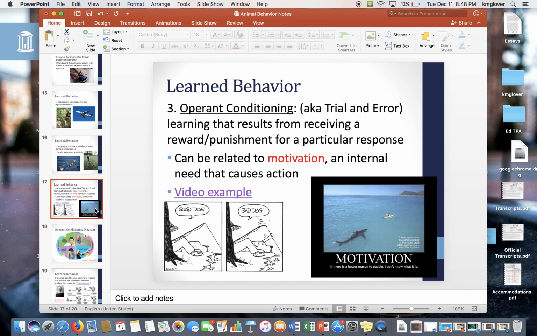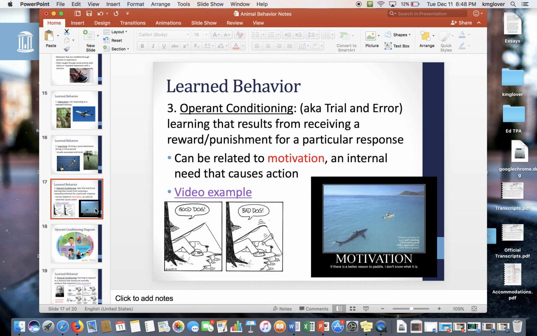A good example for you guys would be, let's say your mom wants you to do chores. You don't like doing chores, but you do them. So you do your chores, she gives you a piece of candy. So now you expect candy, okay? So you do it again. You do the chores, you get a piece of candy.